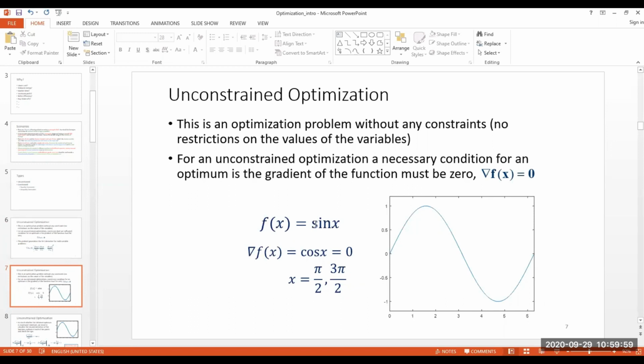You simply get the first derivative of sine x with respect to the single variable x. We don't have a vector of variables here, you have a single scalar x. So it would be cos x equal to 0. What are the probable or feasible solutions? Feasible solutions are pi by 2 and 3 pi by 2.